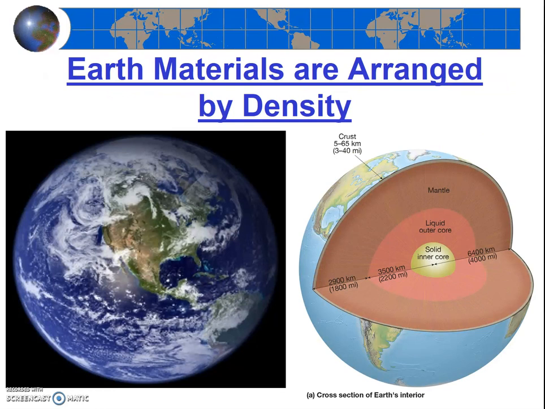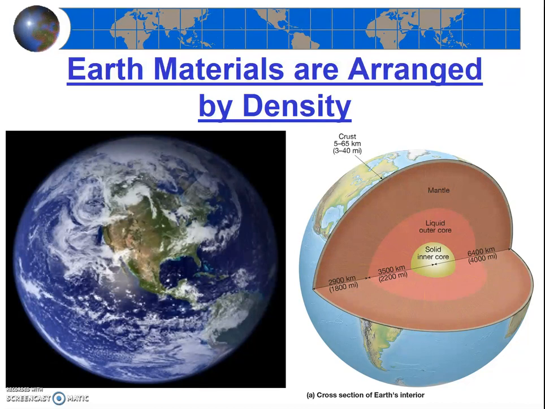This is an important point. Earth materials are arranged by density. We've run into this idea before. In week number 1, we noted that the atmosphere is less dense than the water, which is less dense than the solid Earth. Thus, the atmosphere is above the liquid water, and the liquid water, the oceans and lakes, are above the solid Earth. Earth materials are arranged by density.